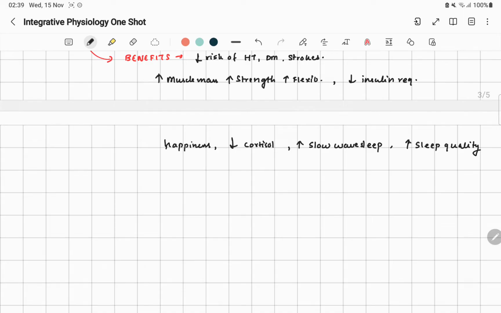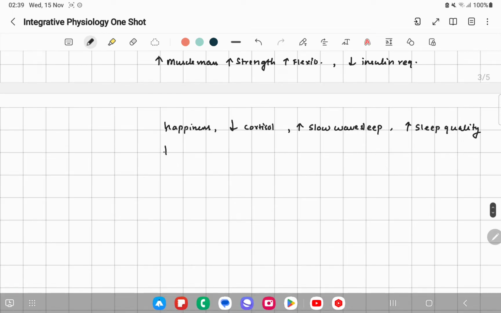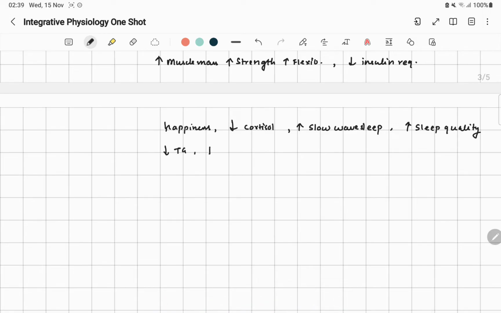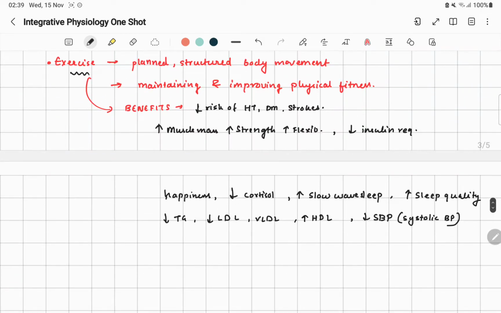Many things, okay. Then we have cardiometabolic effects: it will decrease triglycerides, decrease LDL and VLDL, increase HDL concentration, and decrease the systolic blood pressure, SBP. So these are the importance of your exercise.